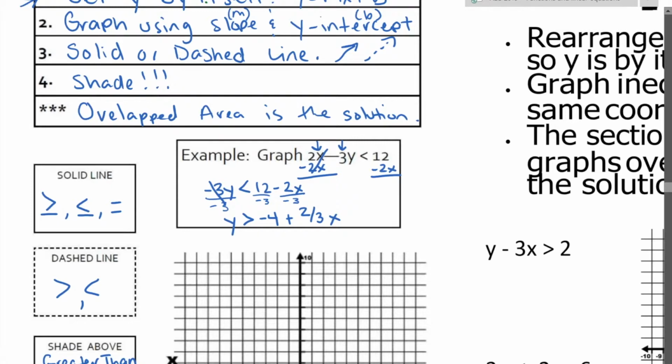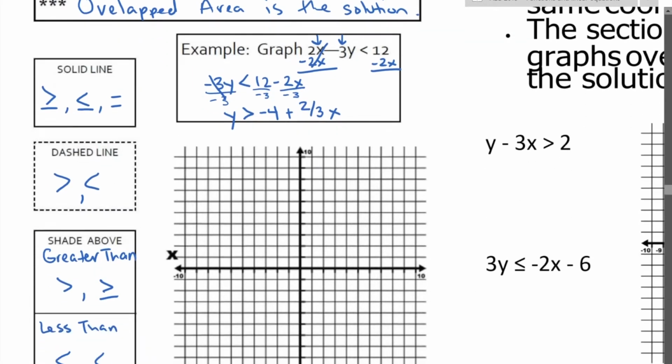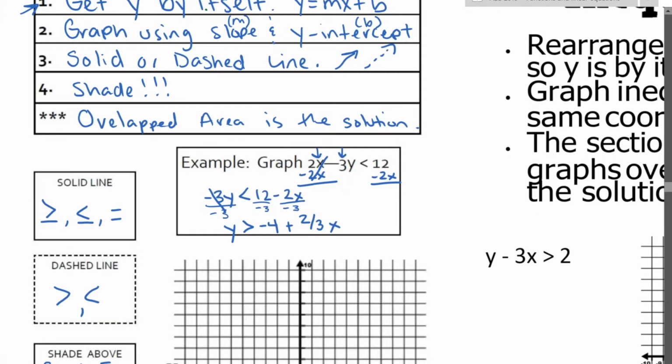Remember that your slope is always attached to the variable. And the way we use slope is rise over run, so we want it as a fraction. Okay, so part 1 is done.